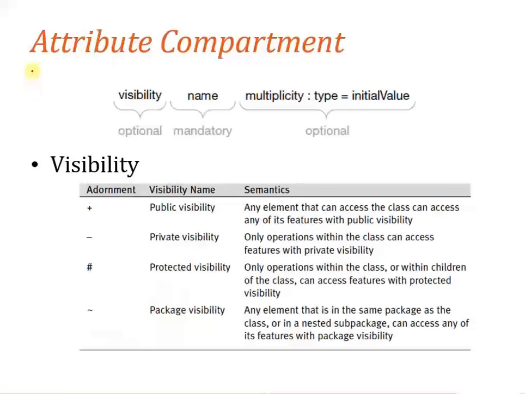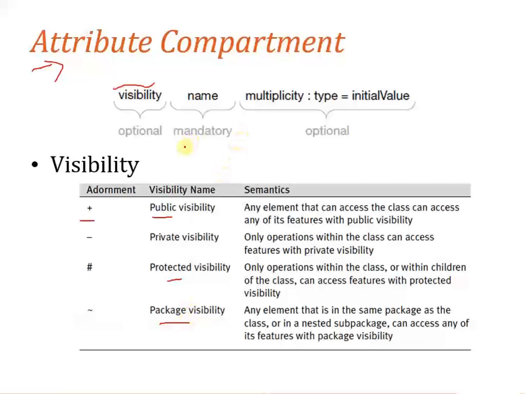The next component is called the attribute compartment. So as the name says, here we will be representing the attributes. This will initially be followed by the visibility symbol. So plus is used to say public visibility, minus means private, hash is used for protected, and the tilde symbol is used to represent package visibility.